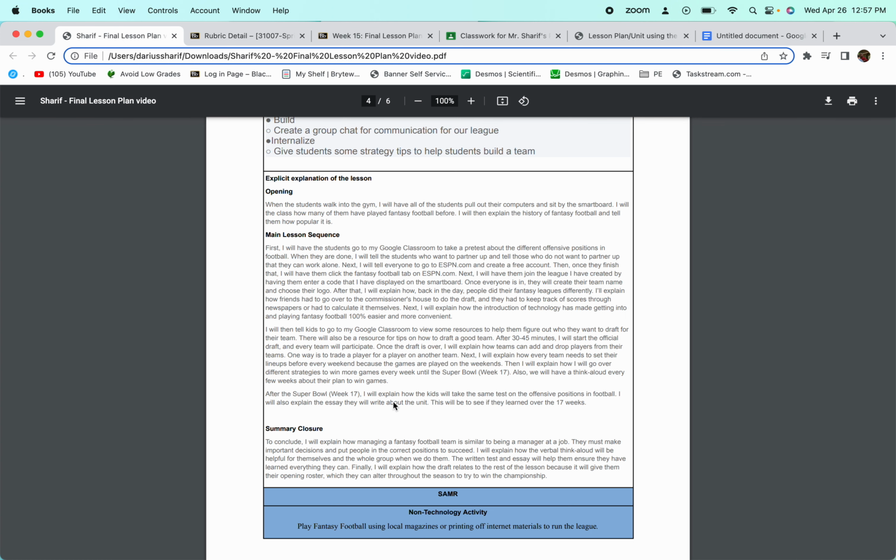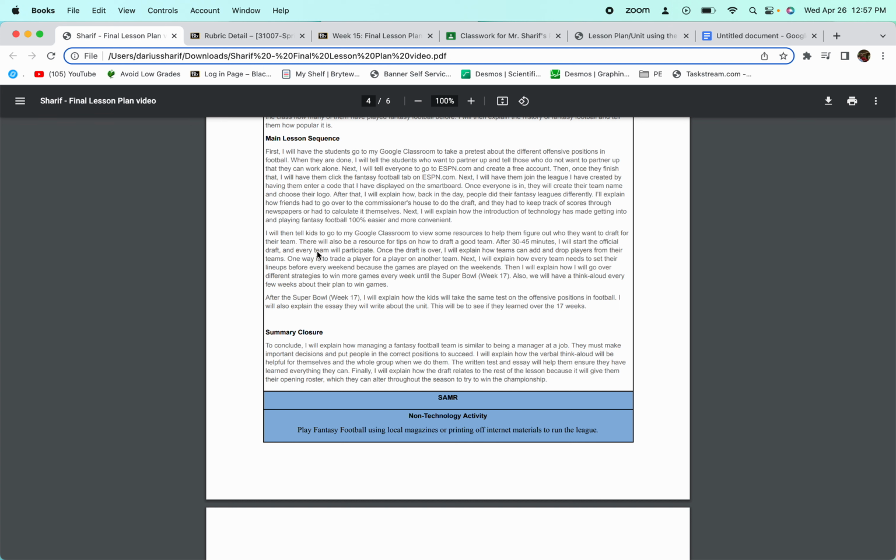And then next, I have the summary closure. Oh, also for the main lesson sequence, I talk about like how long the lesson's gonna be, what the goal is. I talk about the fantasy draft, which is important. That will be happening on day 1. And I also have like the think aloud. How we're gonna think aloud, so that the kids can give their opinion on things and be able to have a good class discussion.